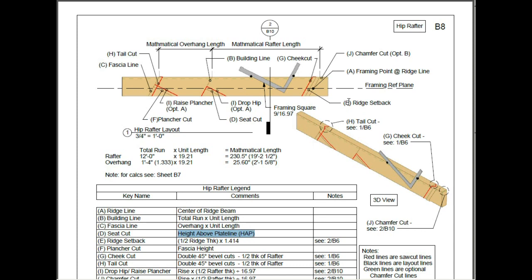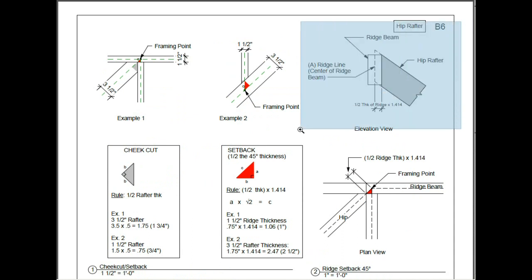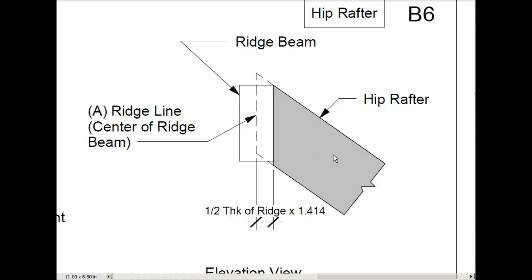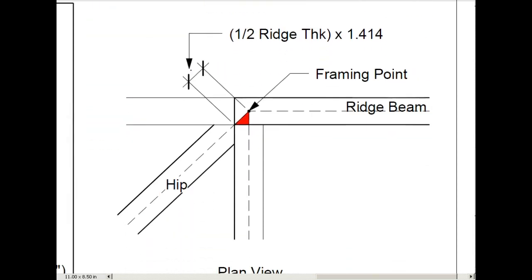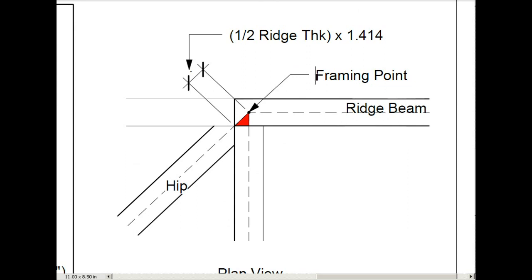The ridge setback, again marked with the reference line, not a cut line. The formula is 1/2 the ridge thickness times 1.414. Here's a closer look at the elevation. Now this will be at a 45 degree angle, so we need to factor in the multiplier of 1.414. You type in your calculations and the result will be 1 inch.